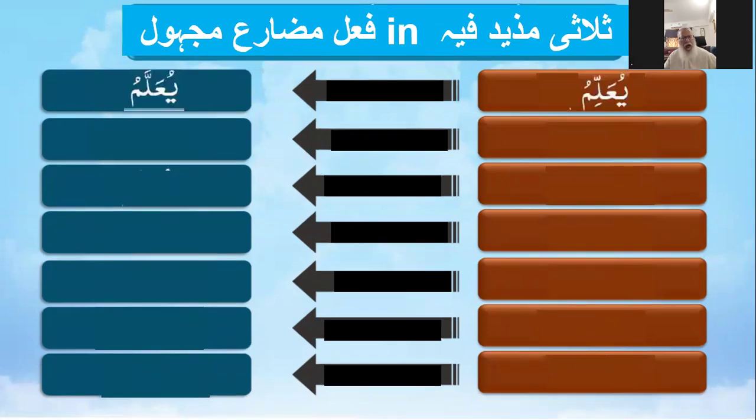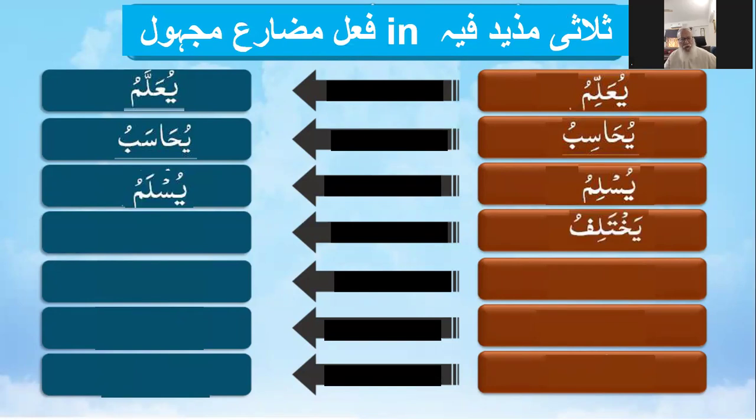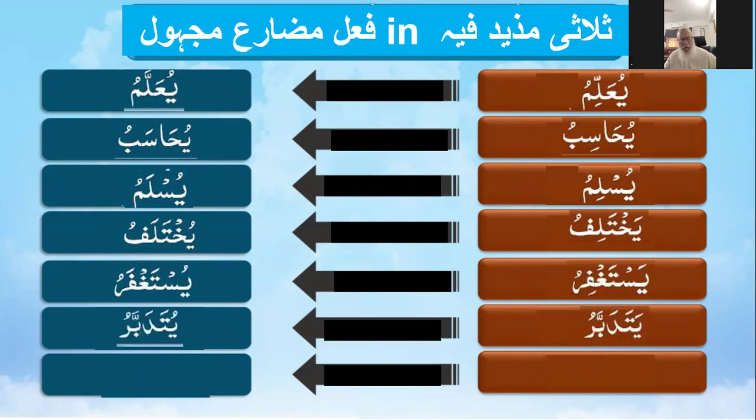Yu'allimu, yu'allamu. Yuhasibu, yuhasabu. Yuslimu, yuslamu. Yukhtalifu, yukhtalafu. Yastaghfiru, yustaghfaru. Yatadabbaru, yutadabbaru. Yatadabbaru is with fatha, yutadabbaru with dhamma. The rest is the same.